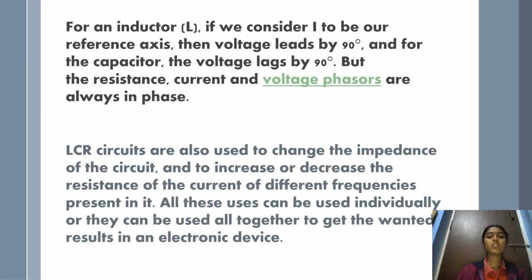For an inductor, if we consider I to be our reference axis, then voltage leads by 90 degrees, and for the capacitor, the voltage lags by 90 degrees, but for the resistance, current and voltage phasors are always in phase. LCR circuits are also used to change the impedance of the circuit and to increase or decrease the resistance of the current of different frequencies present in it.